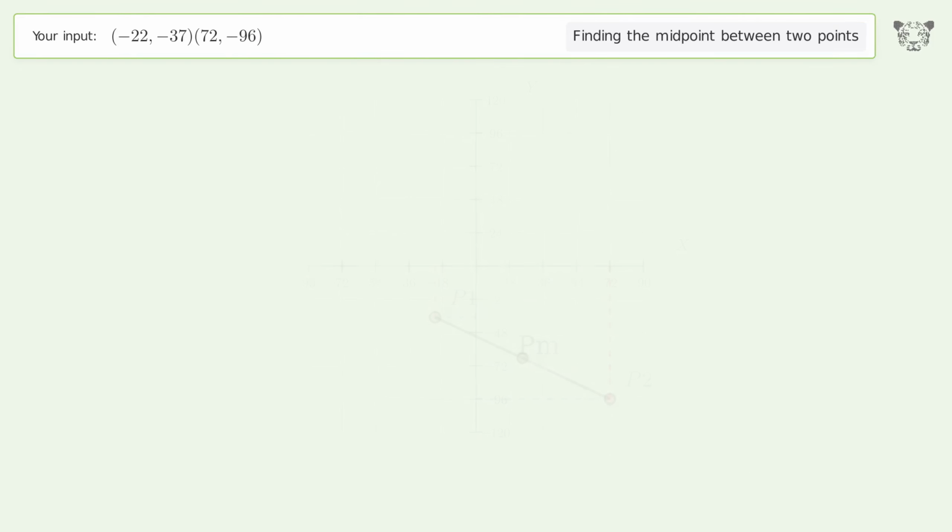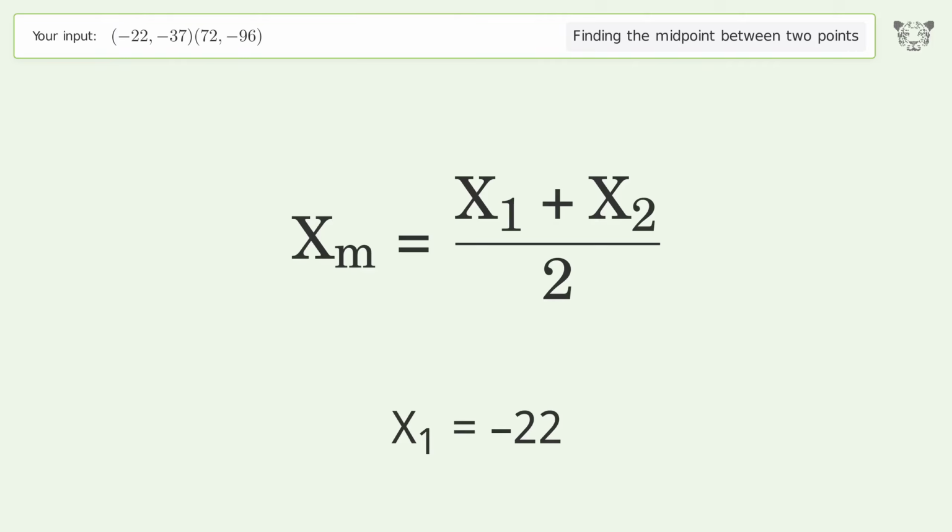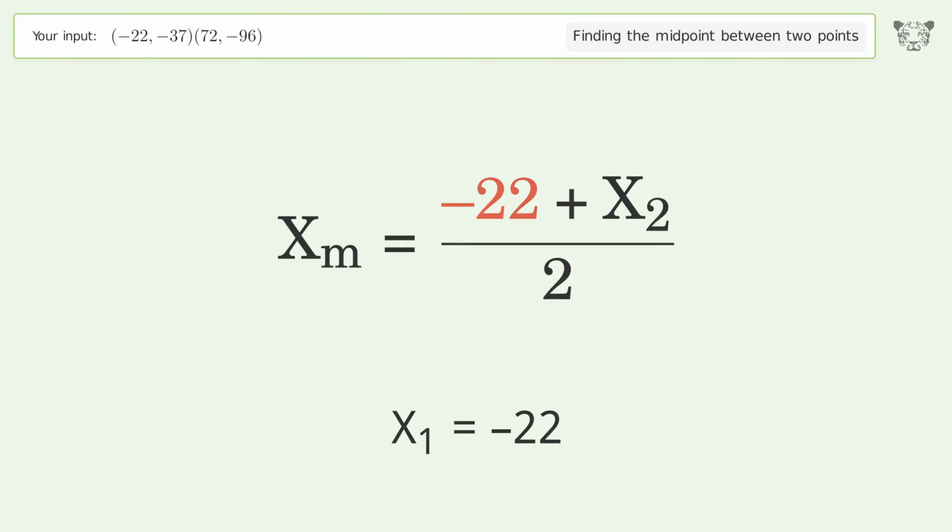Use the x values in the midpoint formula to find the midpoint's x. x1 equals negative 22. x2 equals 72. Simplify the arithmetic.